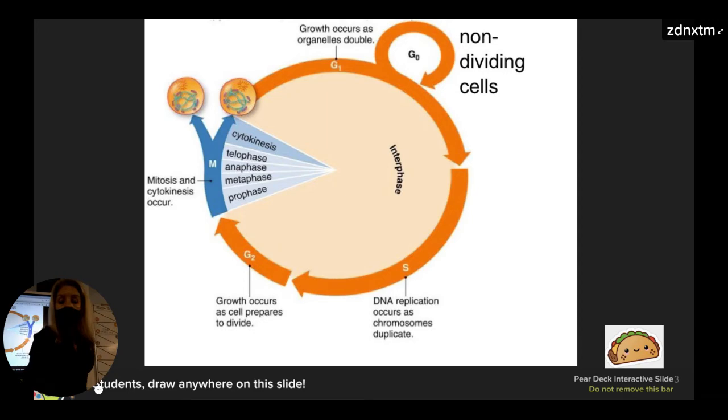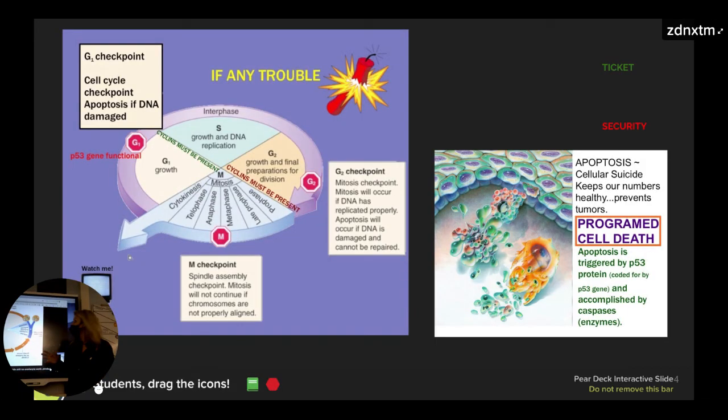Now, when we look at the controls of that, remember the analogy I gave you when you go to the airport? You have to do 2 things. You have to have a ticket, and you have to clear security. The ticket is called cyclins. There are multiple different cyclins to control the cell cycle. There's M cyclin, S cyclin. There are so many, I don't have you memorize all of the cyclins. Security is wherever you see one of these stop signs.